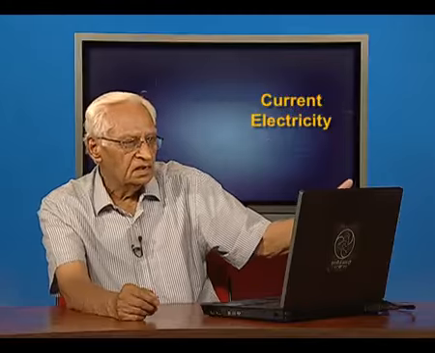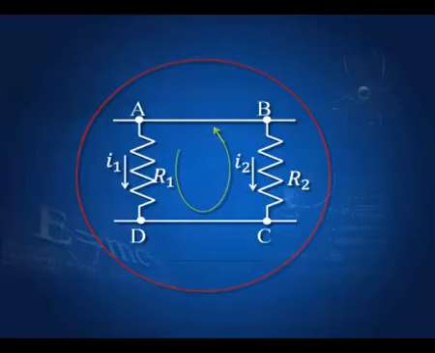What happens when the sources of voltage are present? In this loop there was no voltage present, no battery present.